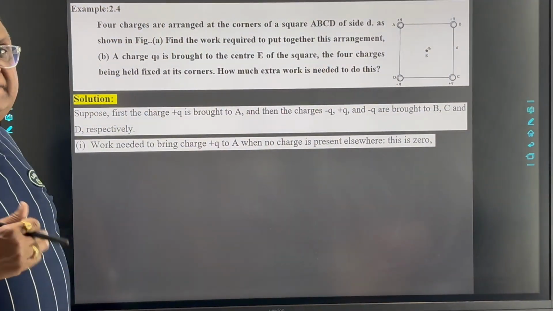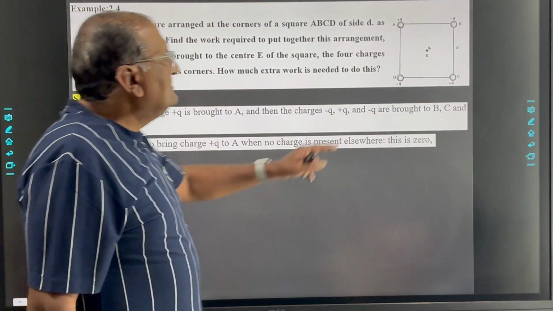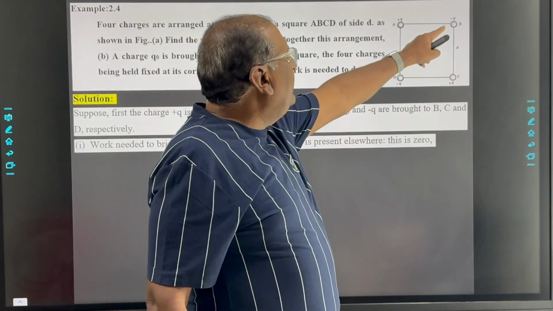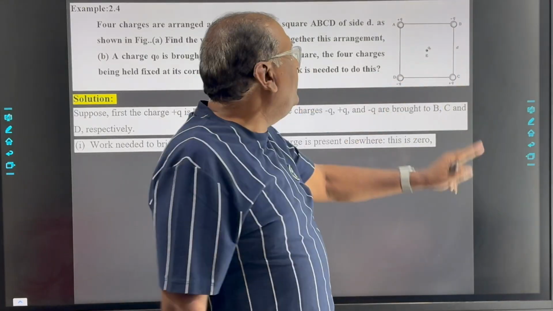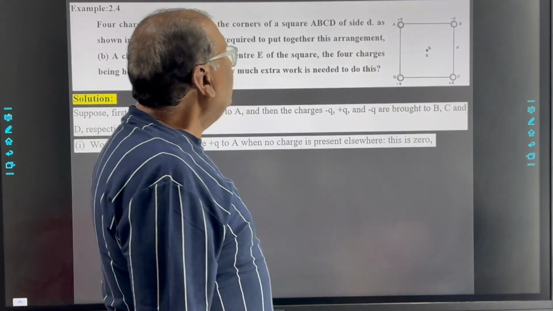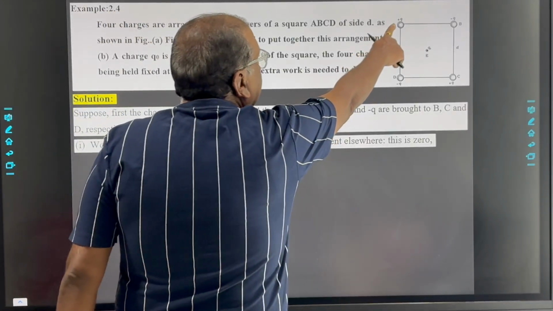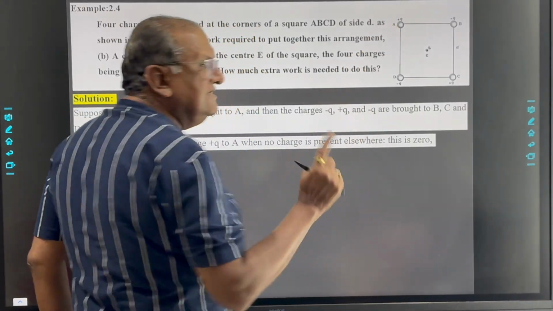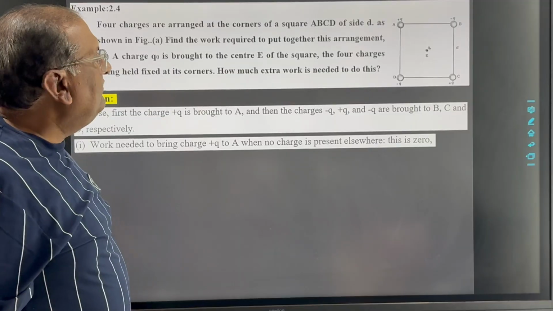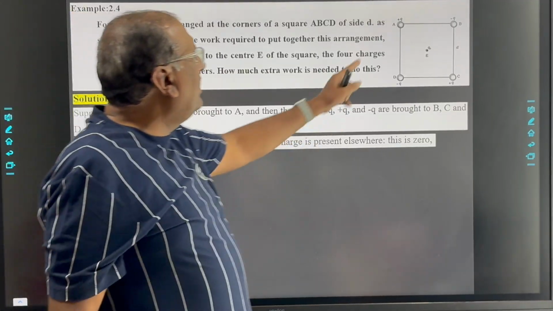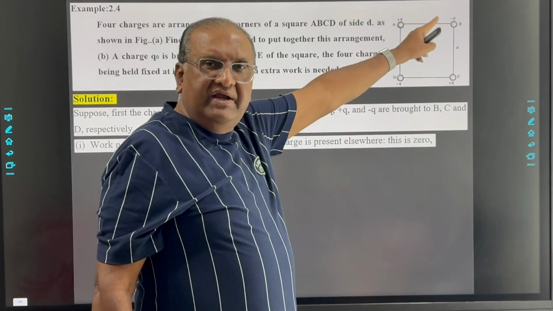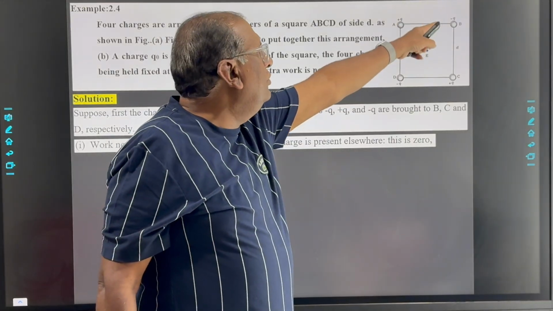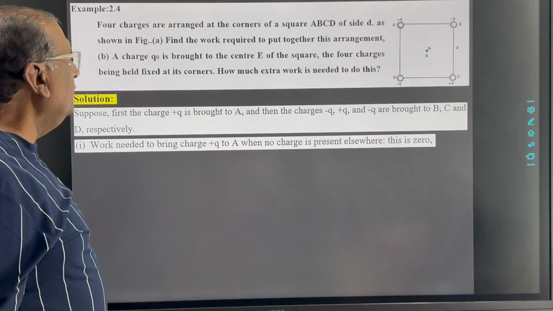Then after, in the second stage, we have to bring charge minus Q from infinity to point B. But at that time plus Q at A is present. So in that particular case the work done is the potential at point B into charge minus Q.